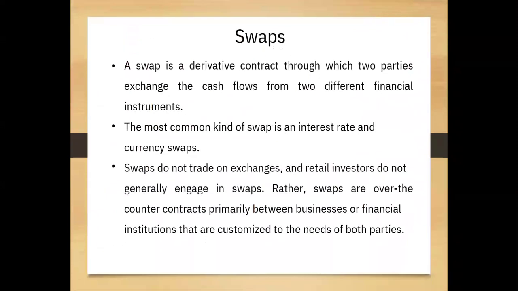Right. Then moving on to swaps. A swap is a derivative contract in which two parties exchange the cash flows from two different financial instruments. Swaps are private agreements between two parties to exchange cash flows in the future according to a pre-arranged formula. They can be regarded as portfolios of forward contracts. The most common kinds of swaps are interest rate and currency swaps. They can exchange their cash flows either in interest rates or in currencies.